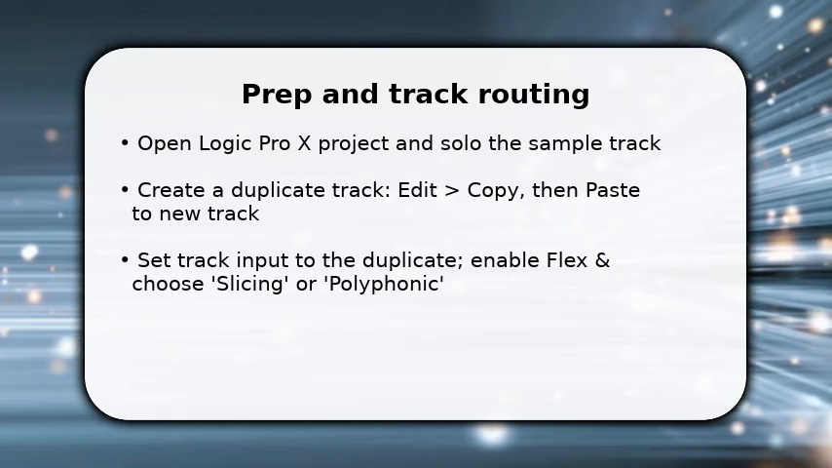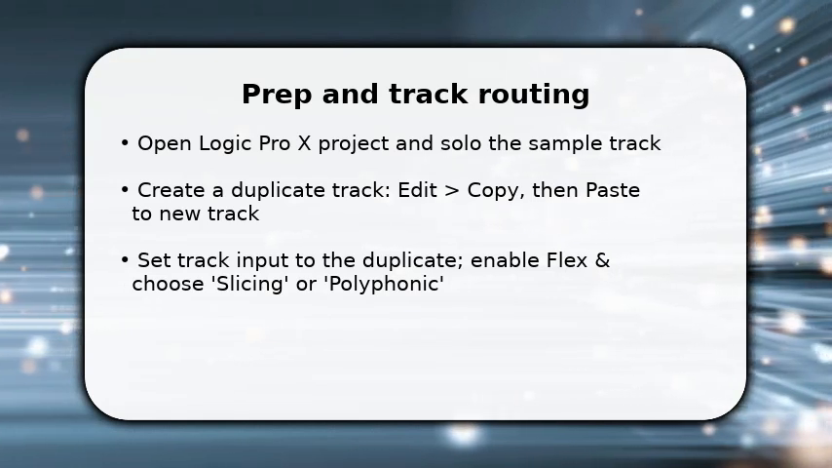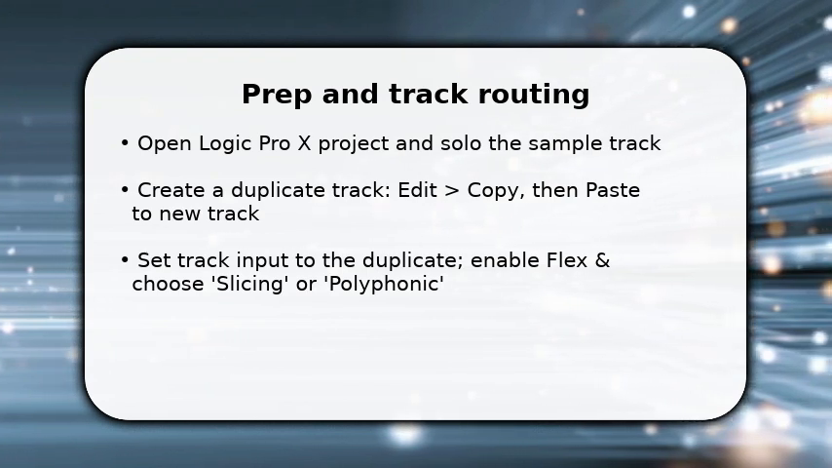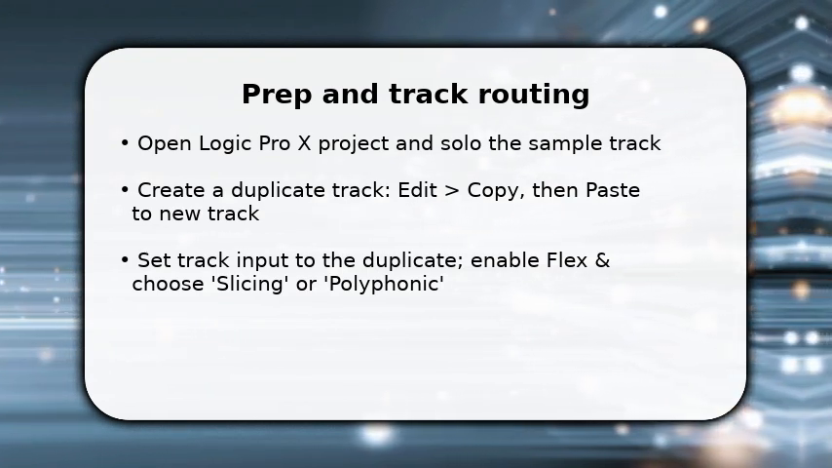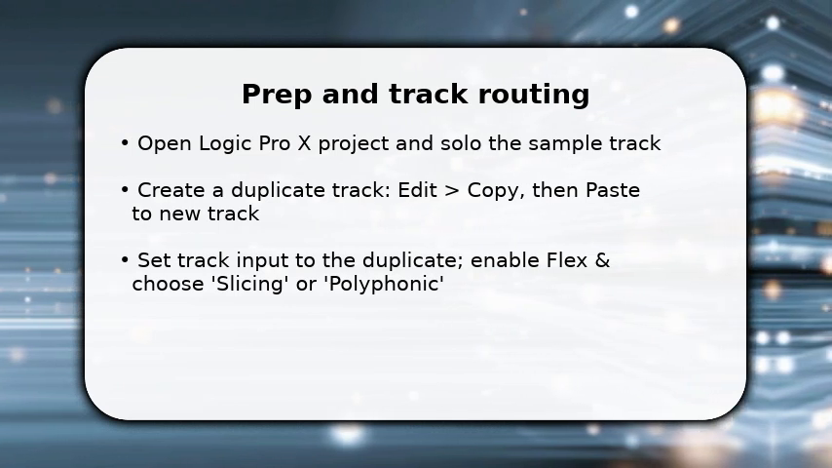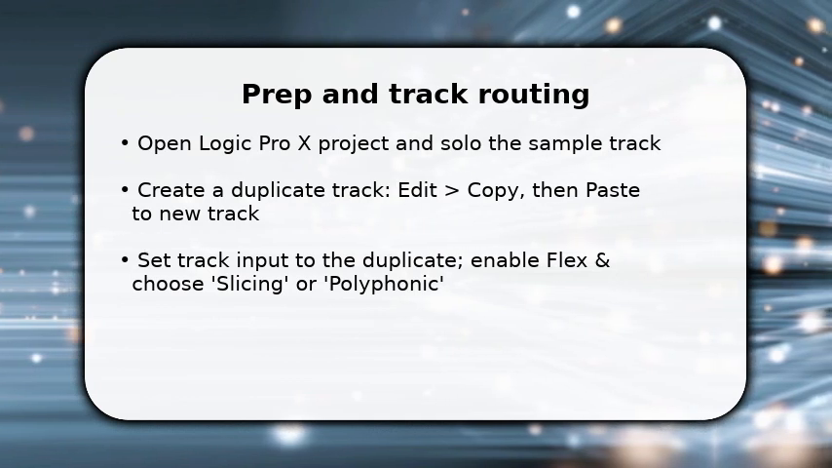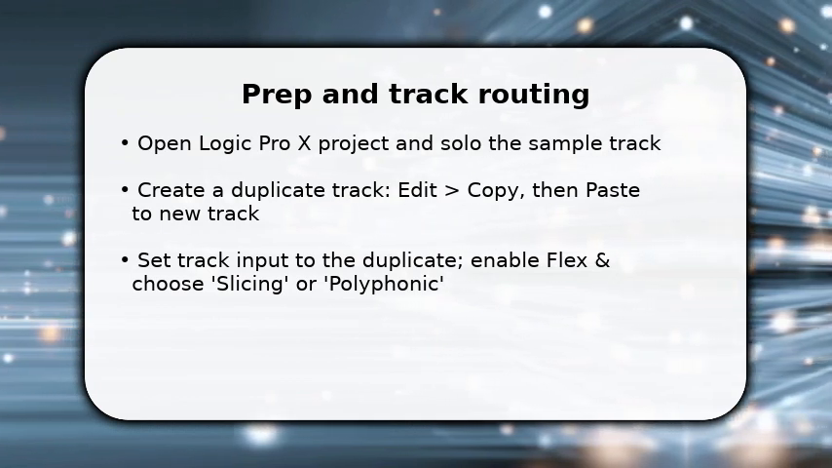You start by isolating the sample so you can hear changes in real time. First, duplicate the audio region and work on the copy. This preserves the original. Next, enable Flex on the duplicate and choose the algorithm that matches the material, slicing for percussive or polyphonic for complex tones.